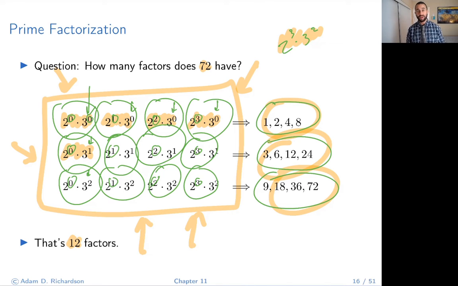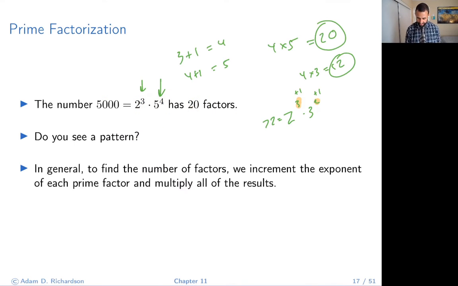The reason it's 3 by 4 is because we had to account for these zero exponents. So it's not just 3 times 2, because we need to account for those zero exponents. If you only do 3 times 2, you're only going to be catching that part of the table. So that's the idea: you've got to increment it up 1. That's the general idea. If you want to find the number of factors, you increment the exponent in each prime factor and then multiply those results. All right?